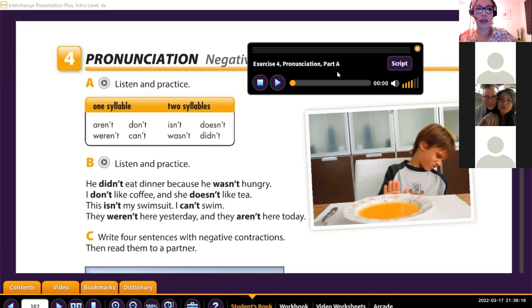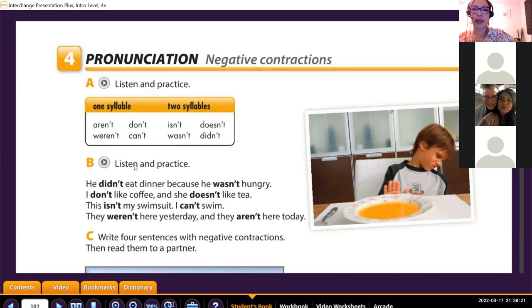Now we are going to listen to part B, where these contractions are used in sentences. You can also repeat at home. We're going to do the same thing. We're going to practice this twice.